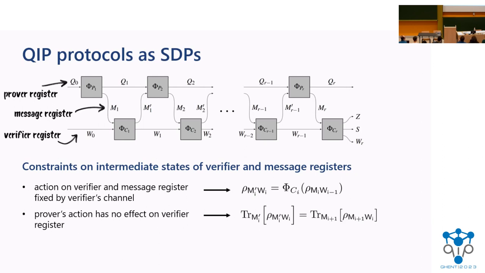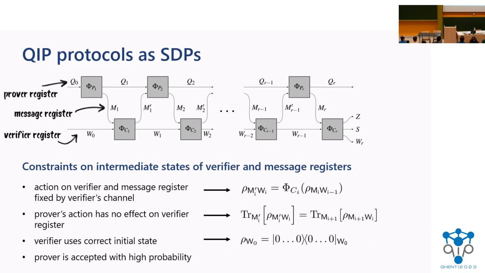Okay, so these are the more interesting constraints, and there are two kind of boring ones. You should use the correct initial state, let's say it's all 0, and the prover should also be accepted with sufficiently high probability, let's just say 1. So this Z register here would be the verifier accept/reject flag. These are a bunch of constraints that any set of intermediate states of this protocol has to satisfy. But now what you can show is that this is not just a necessary set of constraints, but in fact sufficient.